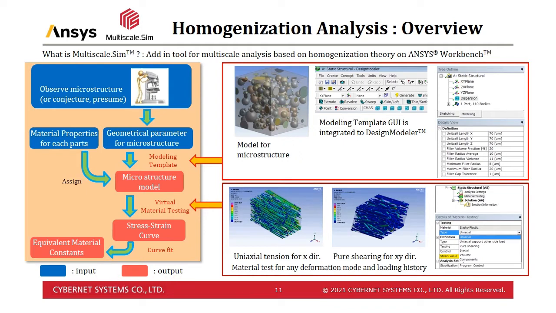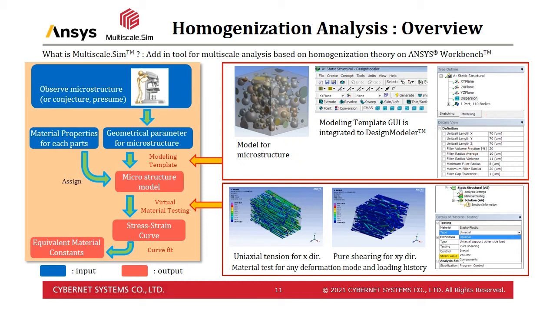In the first step, we have to make an FE model for the microstructure of the composite based on observational or presumed results. In this step, we provide many templates to create the microstructure, which are embedded in the Ansys DesignModeler or Ansys SpaceClaim. The figure at the top right is an example of a microstructure created by a DesignModeler template. You can create this kind of microstructure by just inputting the geometrical information like that.